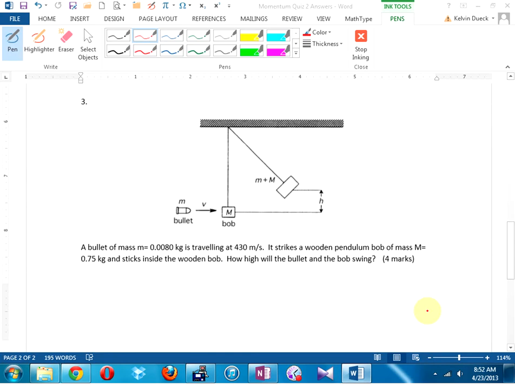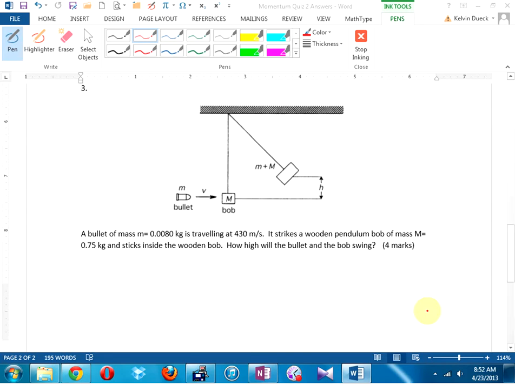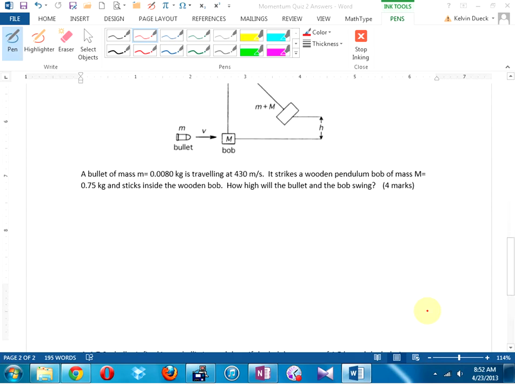Ooh, the ballistic pendulum. Wow. We said in this question, there is a collision and there is a change in height, change in speed. There is a job for momentum. There is a job for conservation of energy.